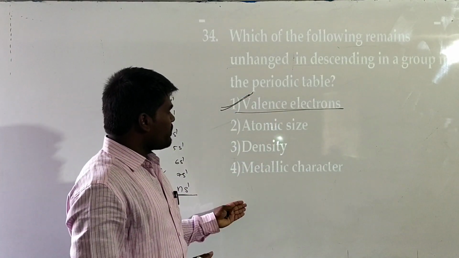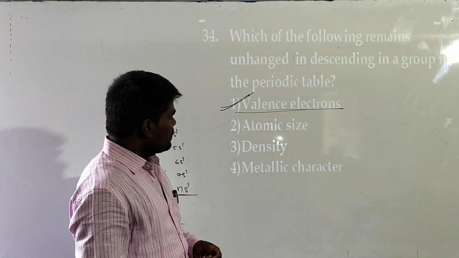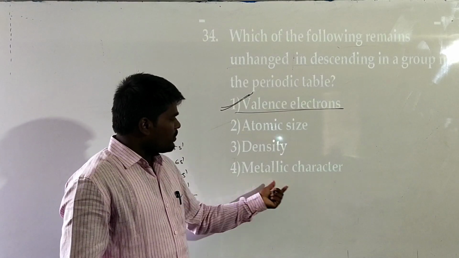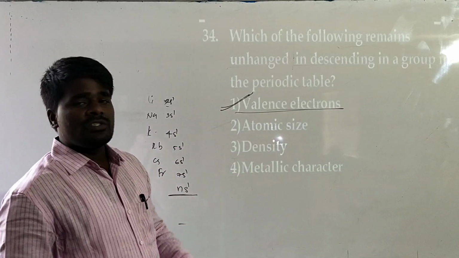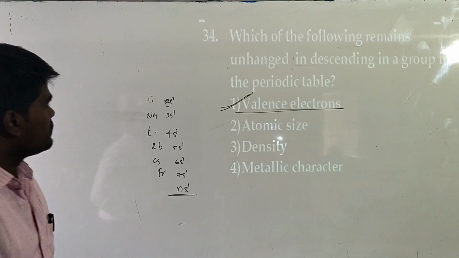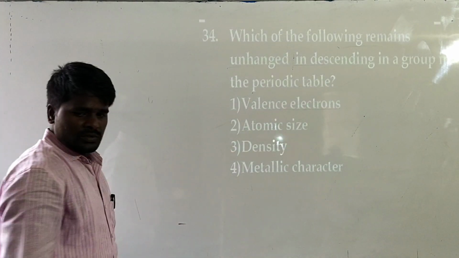When you come to the other properties, atomic size, what happens? It increases top to down in a group, right? Density also generally increases with the atomic weight. And what about the metallic character? Metallic character also increases down the group, and valence electrons are the only property which remains unchanged. Right? Let's move to the next question. Here comes the next question.